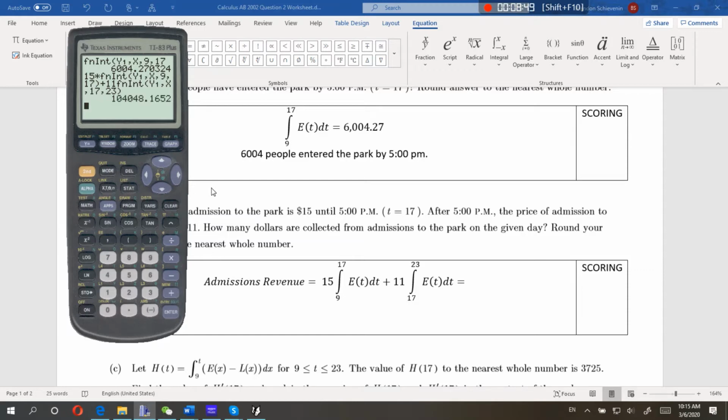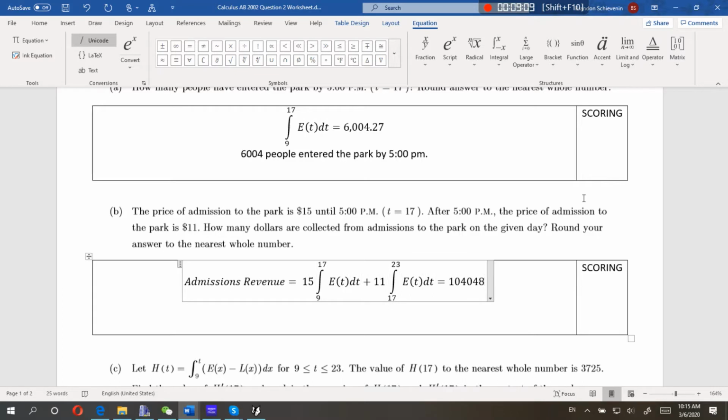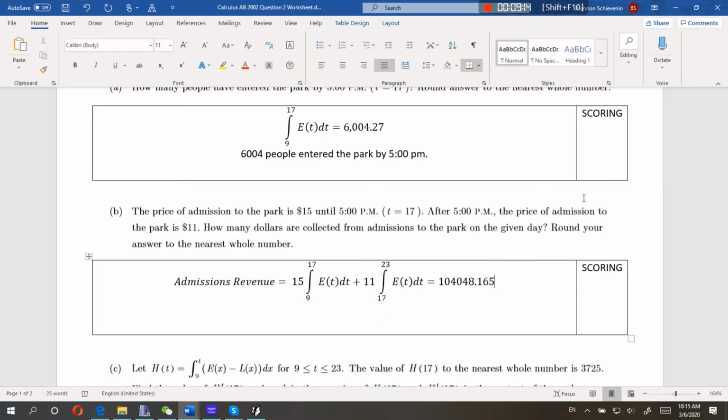Okay, so our total revenue from admissions was $104,048.16.5 cents. And they said round our answer to the nearest whole number.